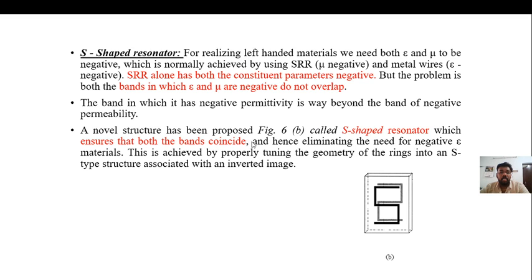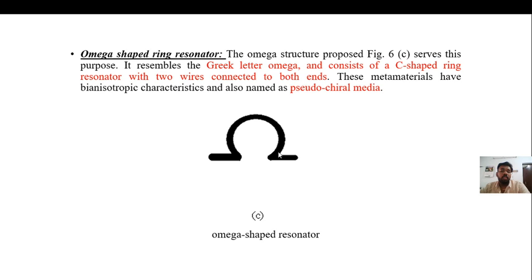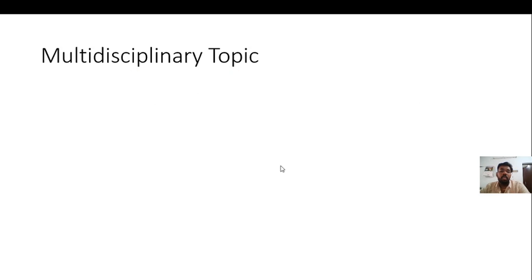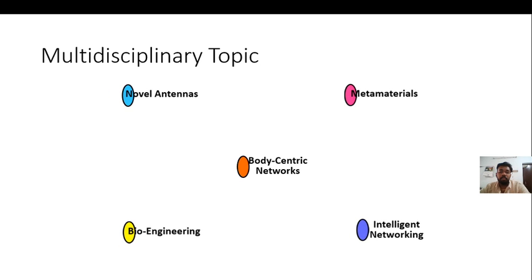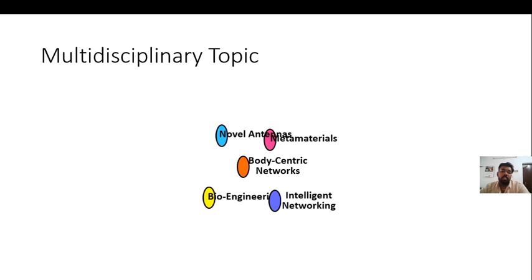Usually the SRR has both negative permittivity and negative permeability, but they do not overlap with each other. In order to achieve that property, the S-shaped resonator has been built, and the omega shape. In a C-shaped ring resonator, two wires at both ends have been introduced. These are some of the multidisciplinary topics which can combine to form body centric networks.